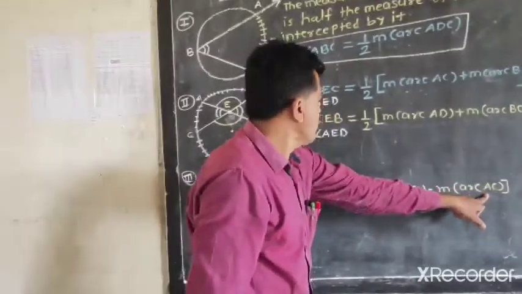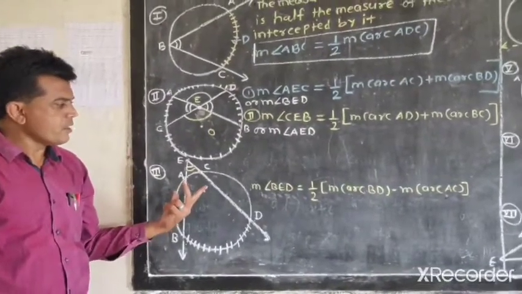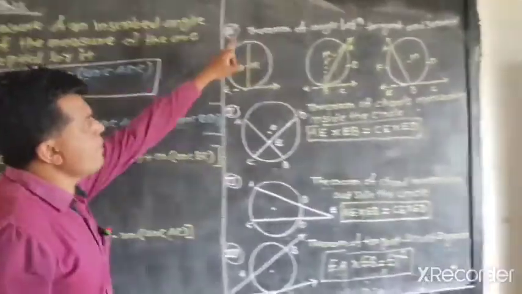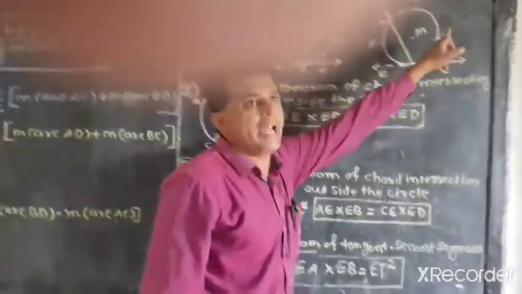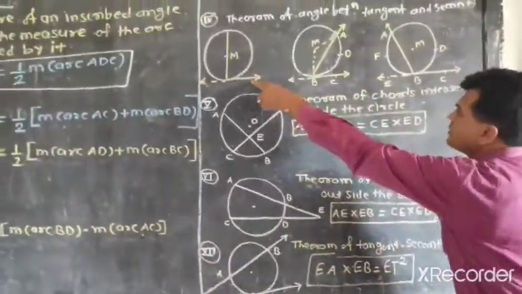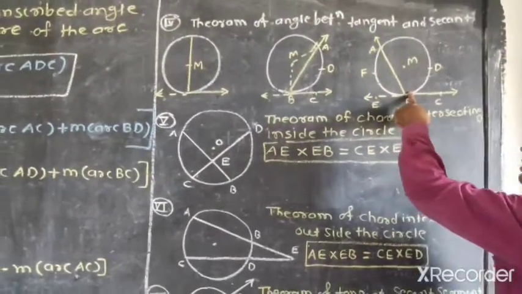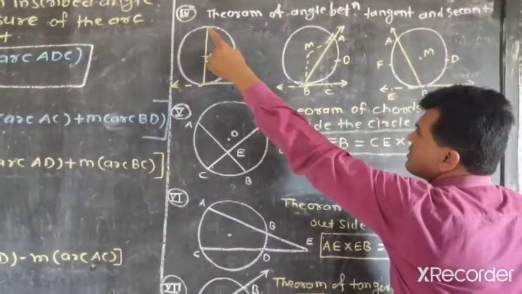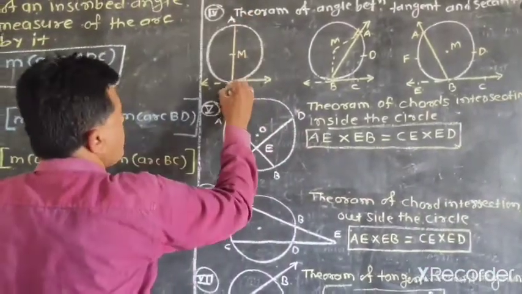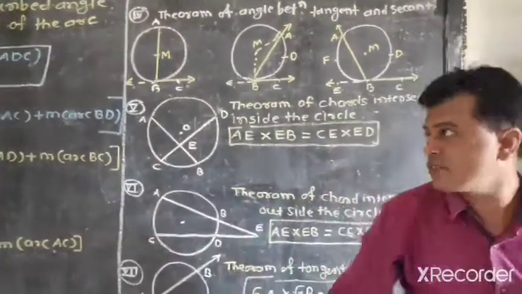These types of postulates are used for solving the exercise examples. Then number 4, the theorem of angle between tangent and secant. We studied this in previous classes. There are three types of circle diagrams. First, there is the secant A, B and C. AB is the secant and BC is the tangent.